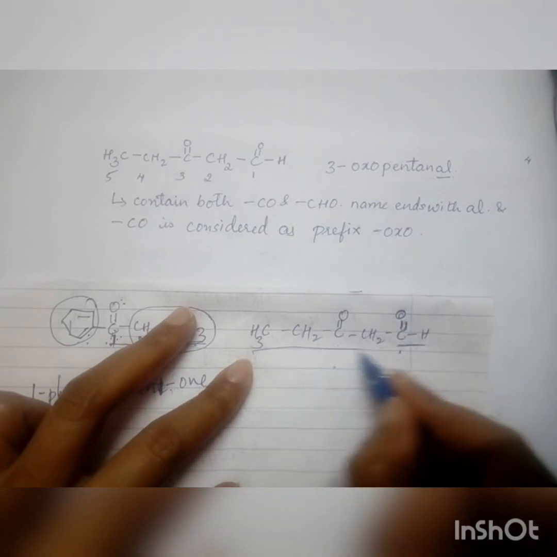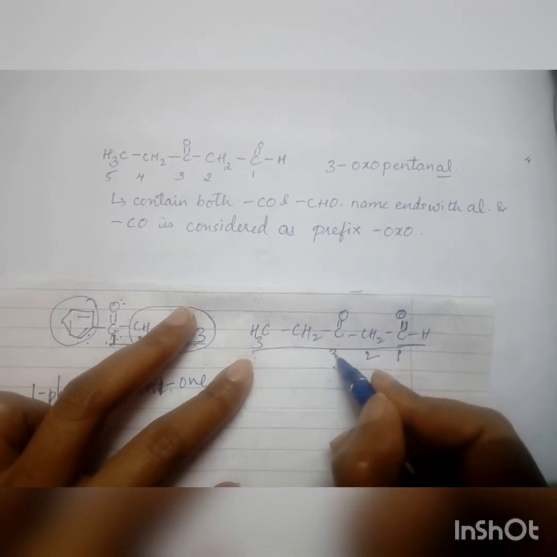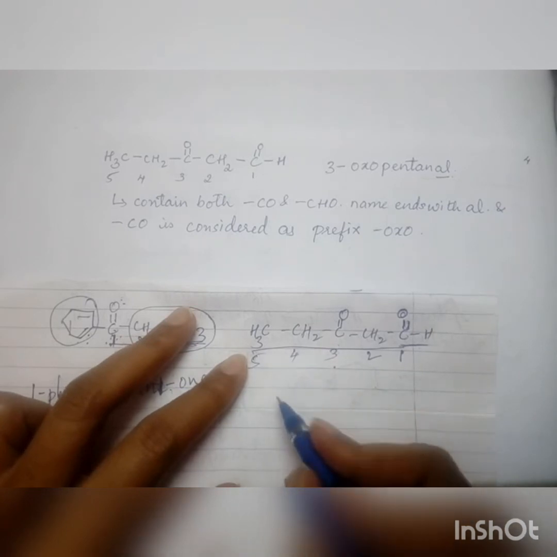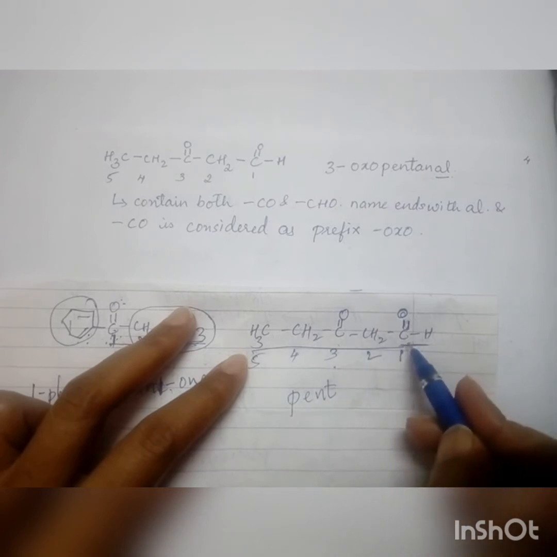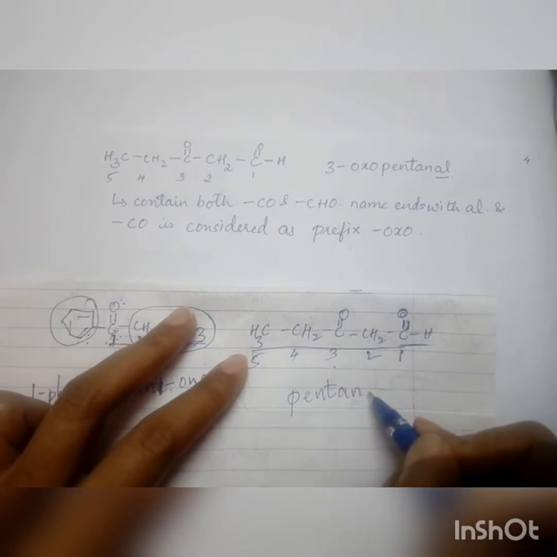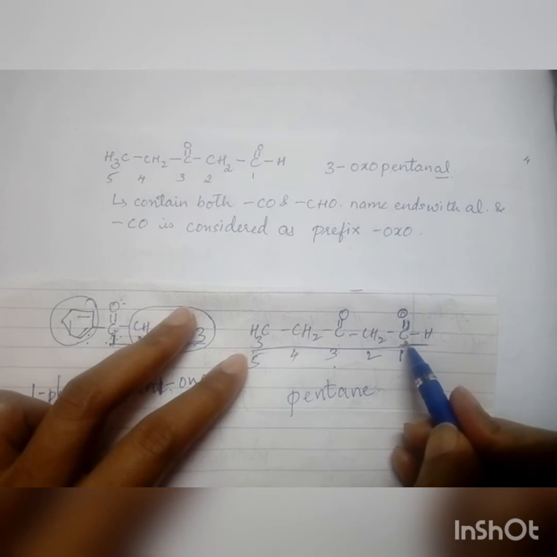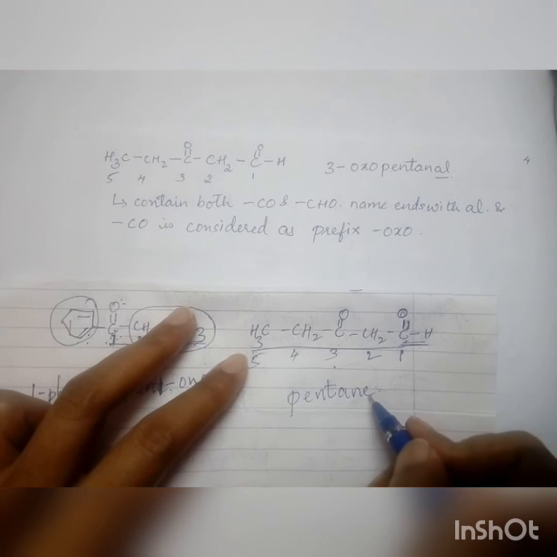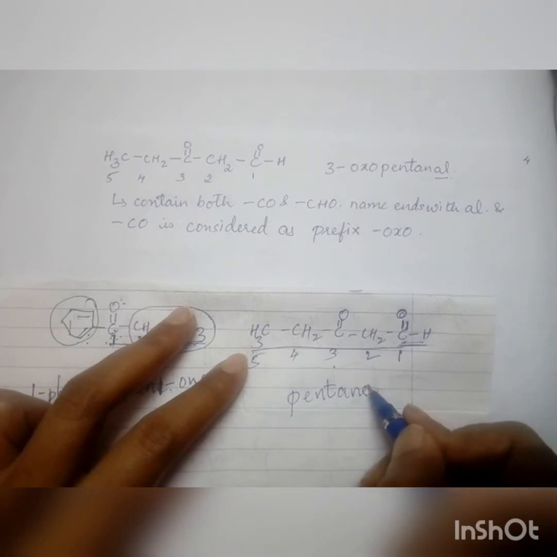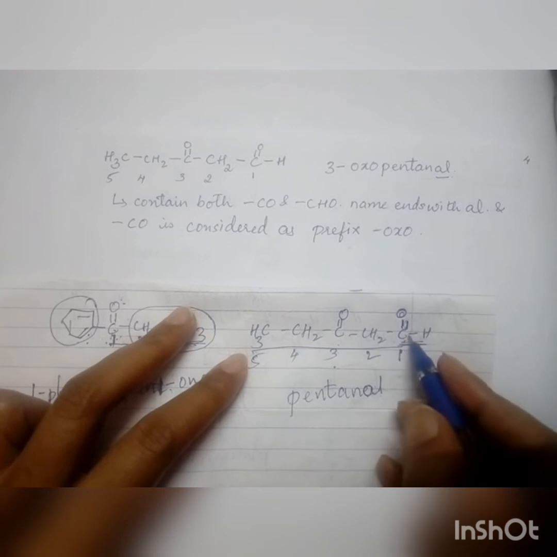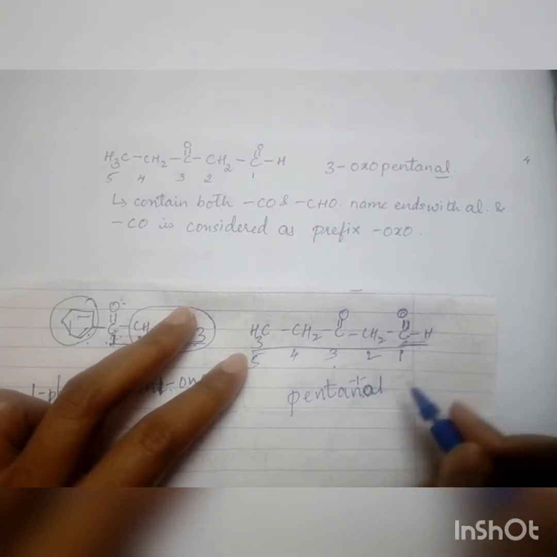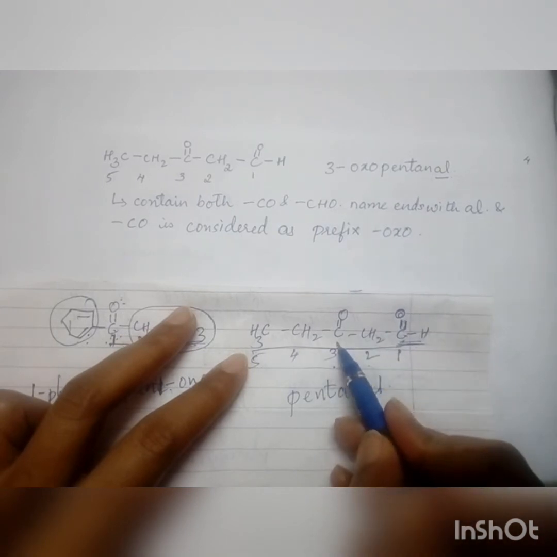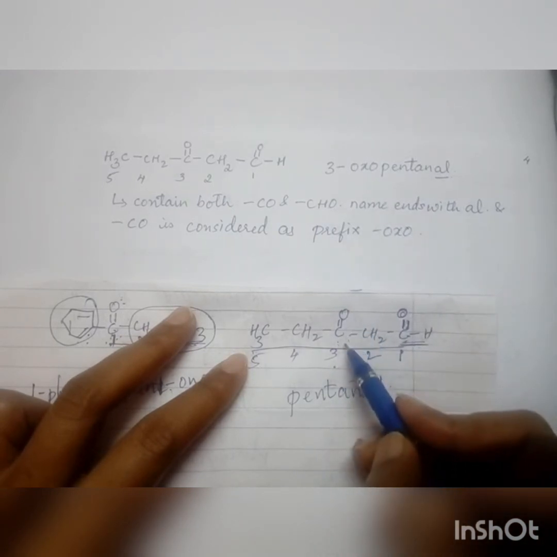So consider the parent chain. This is first carbon, second carbon, third carbon, fourth carbon, fifth carbon. So there are totally 5 carbon atoms. So I write it as pent. Then all are single bonded, so I write it as ane. Then, because I have the presence of the aldehyde group, I give the preference to the aldehyde group. So the suffix should be what? It should be Al. And where is this Al present? On the first carbon. So I need not mention it, or you can mention it as 1-al. Then on the third carbon atom there is the presence of the ketone.